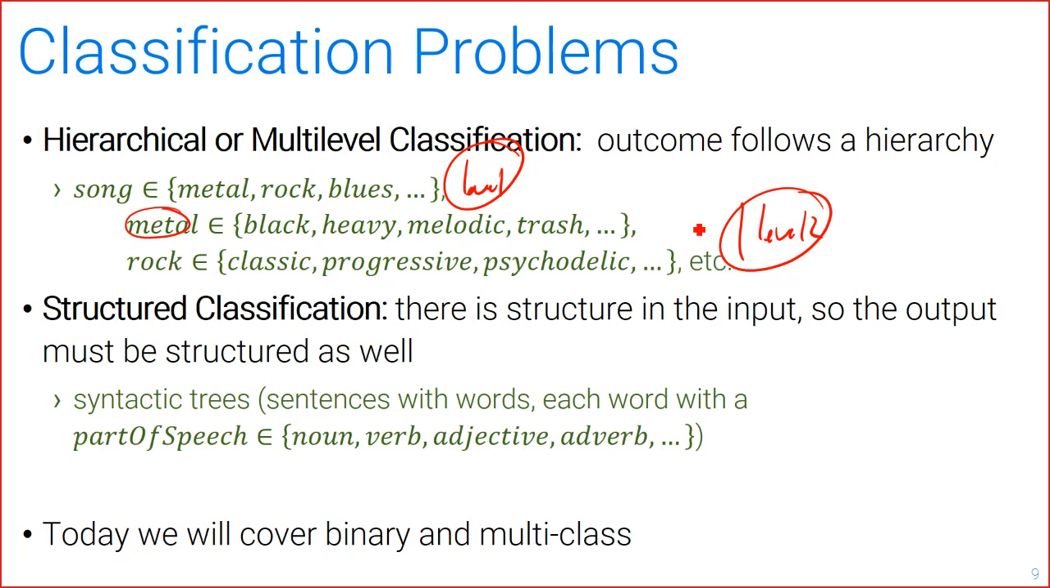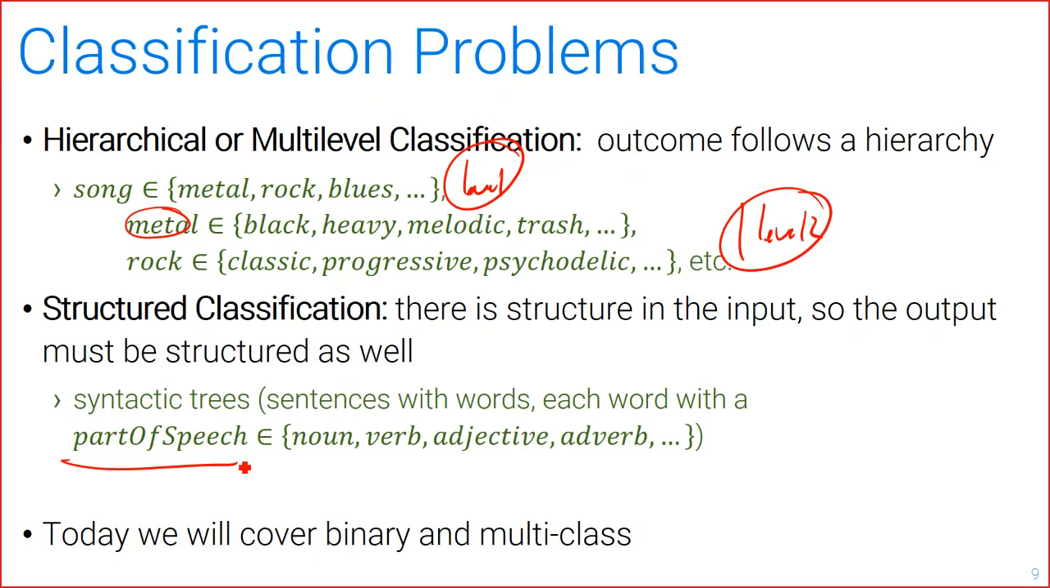And so there's something called syntactic trees, for example, in which the input is a sequence of words. And then what we have to predict is what is the function of each of the words. So whether one word is a noun, a verb, an adjective, an adverb, etc. So there is a certain kind of structure in the input, namely the sequence of words. And so the output also has to be a sequence of what we call the part of speech, what is the function of each of the words in the sentence.